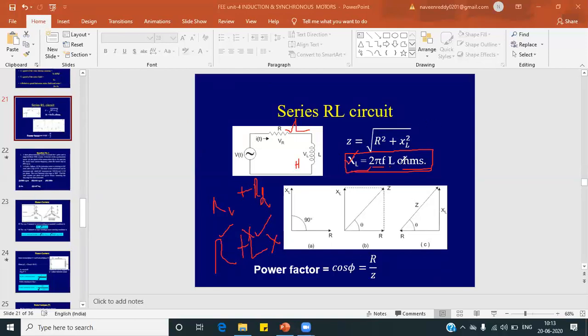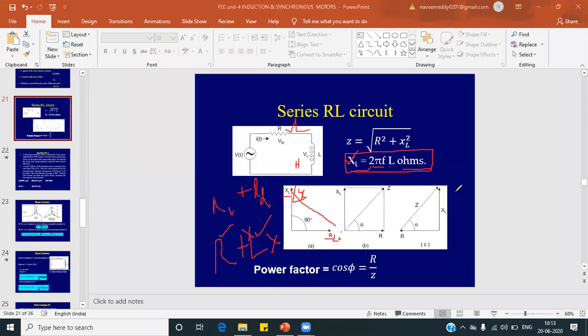Now see, XL has units of ohms, and resistance also has units of ohms. Now you could add them, but they both are in some phase difference. You cannot directly add them, just like an algebraic sum R plus X. Why? Because R has an angle of 0, and XL has an angle of 90 degrees. So that's why we do phasor sum.